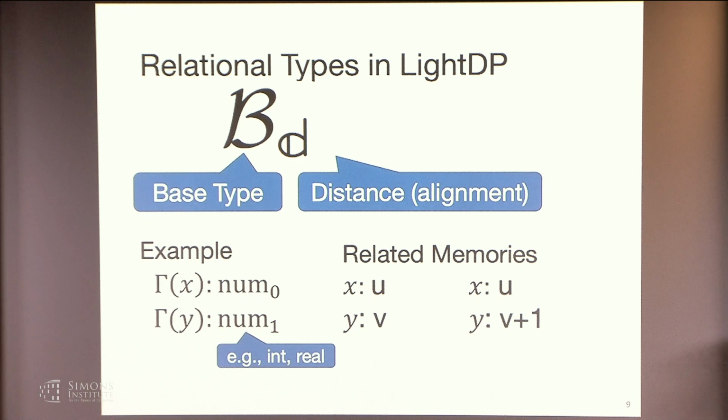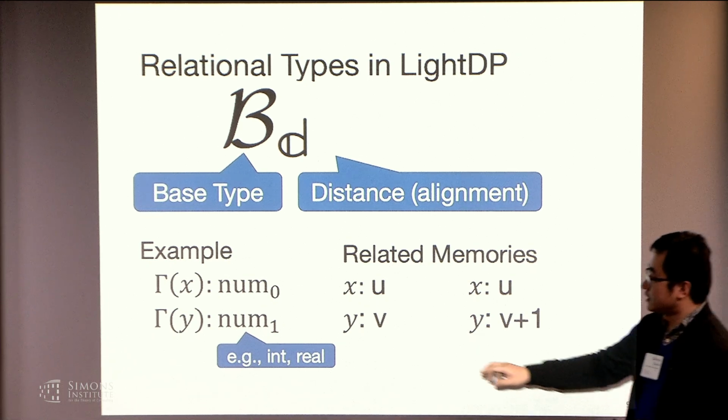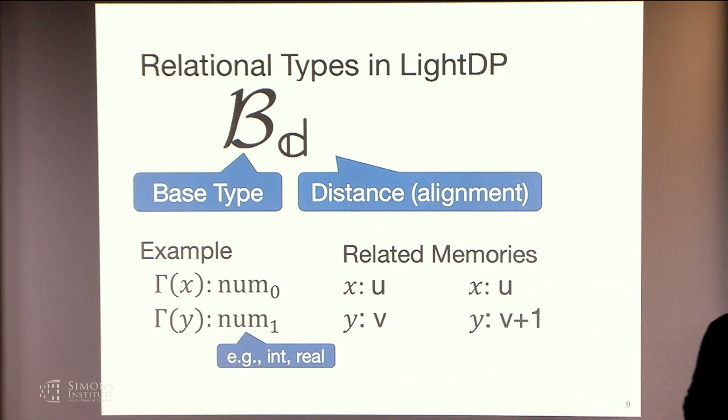In LightDP, a type looks like this. You have the B, which is a base type, like integers, booleans, doubles, and so on. What's new in our language is this D. The D is a numerical expression which specifies the distance part of the previous injective function, or we call it the alignment for the random noise. For example, if I write a type this way, num just means numeric type. If I specify a distance of 0, that just means it has an injective function which is identity, so I map any value u to the same value u. If I put 1 for the distance, then I will map any value v to v plus 1.